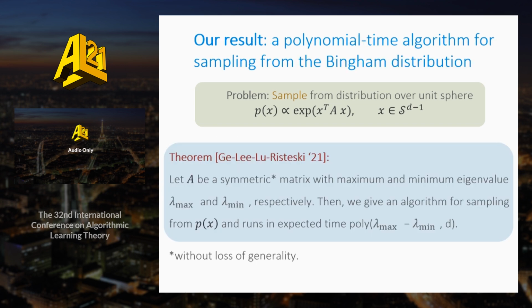So with that in mind, let me tell you what our result is. Our result is a polynomial-time Las Vegas algorithm for sampling from the Bingham distribution. More precisely, let's assume that the matrix A is symmetric, and this is easily seen to be without loss of generality. Let's denote its maximum and minimum eigenvalues as lambda max and lambda min. We give an algorithm for sampling from P of x, which runs in expected time polynomial in lambda max minus lambda min, and the dimension d.